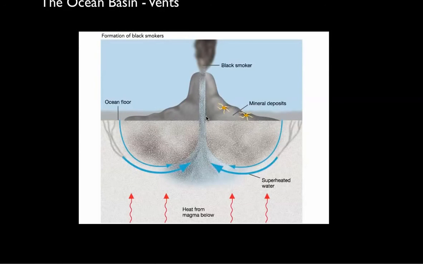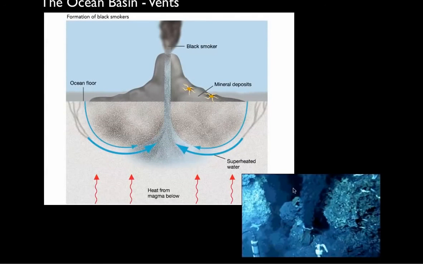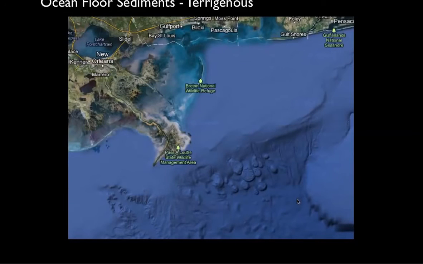Now, along those trenches, where you have the hot water rising, you have more water being brought through here, and you end up with all kinds of mineral deposition. Why is this cool? You get these things called black smokers, and you end up with manganese nodules. Very cool. Now, types of sediments.